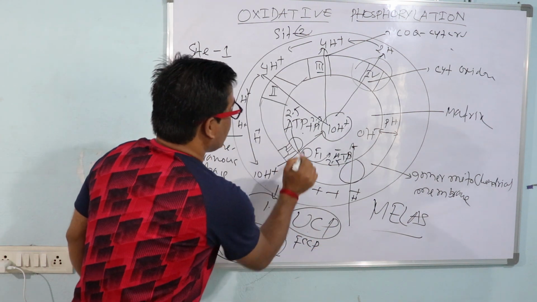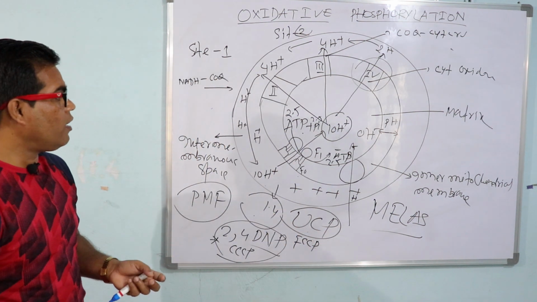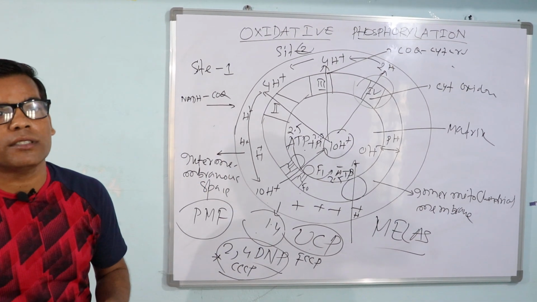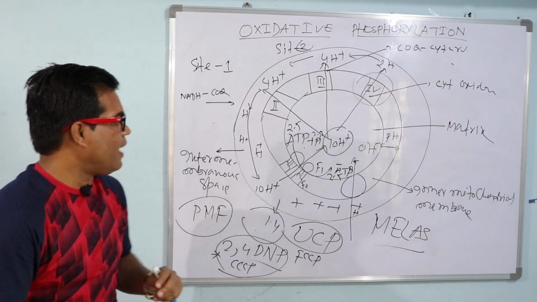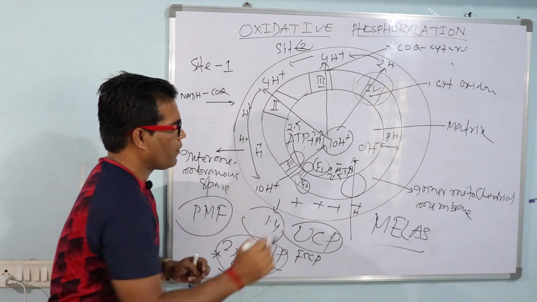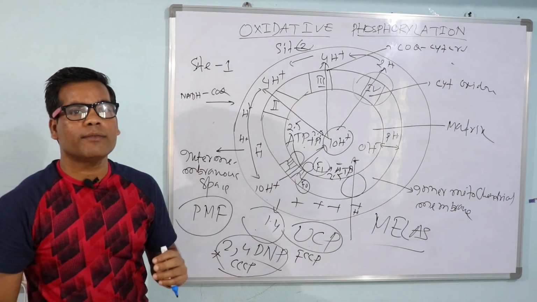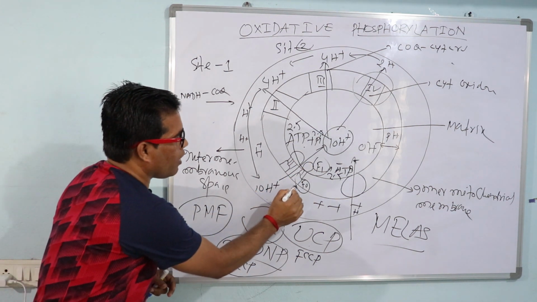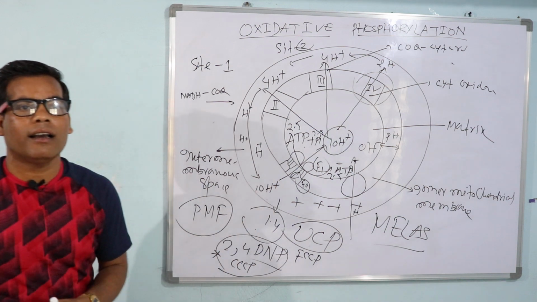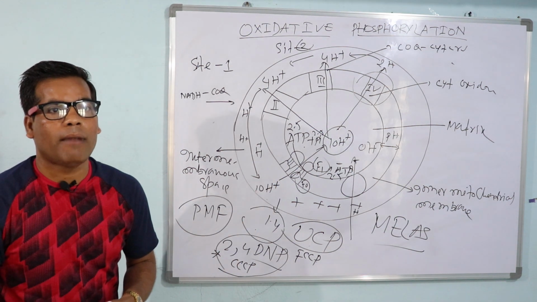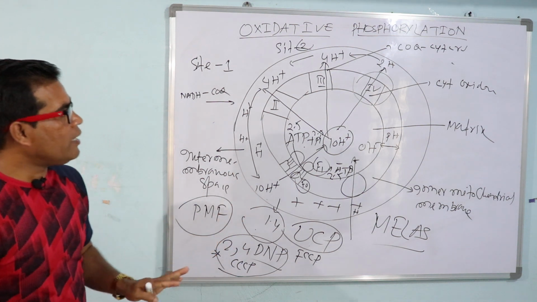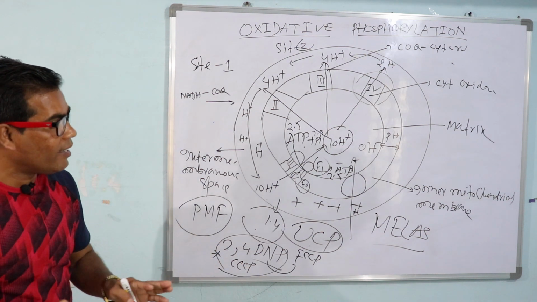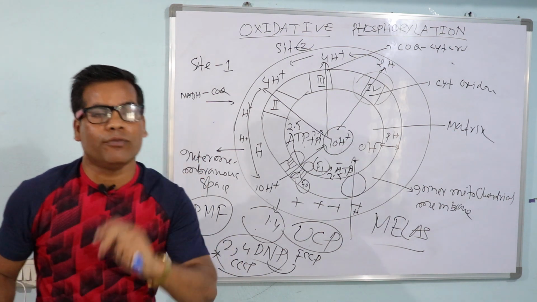Next, the last one is called the conformational coupling hypothesis. It explains the F0 and F1. F0 is the Fernandez-Moran protein, and F1 is the Fernandez-Moran one. Why is it called F0? Because this protein is inhibited by oligomycin. So I explained the inhibitors of the electron transport chain and the metabolic uncouplers. But what are the inhibitors for oxidative phosphorylation?